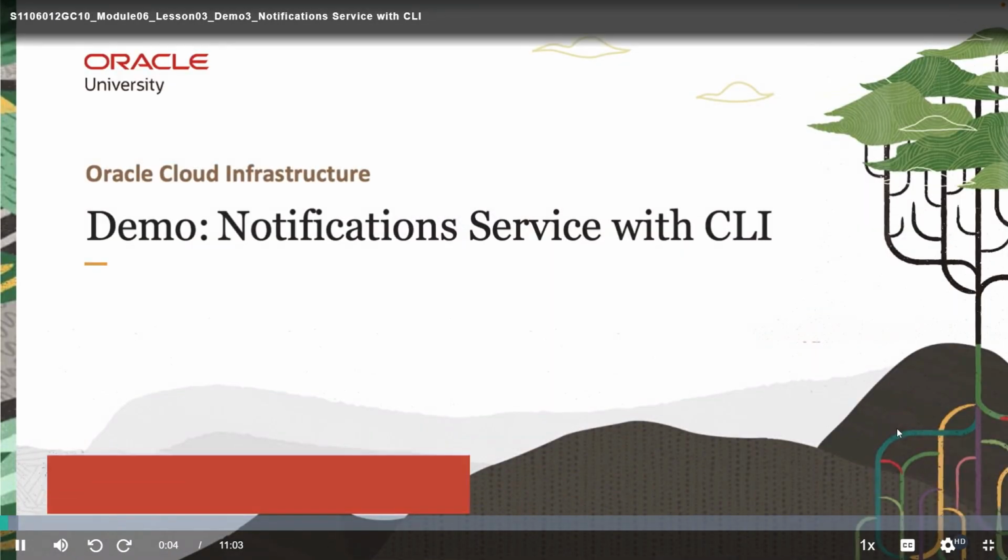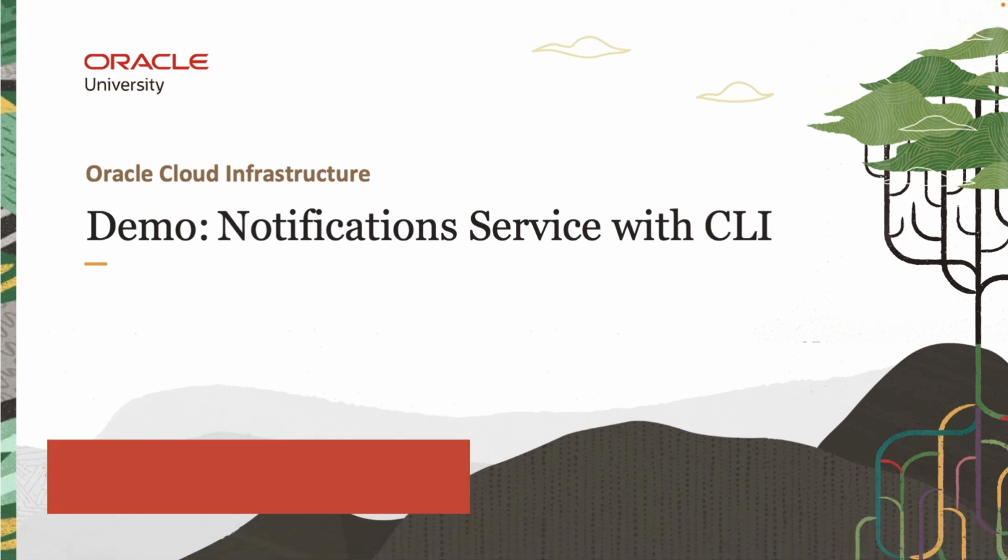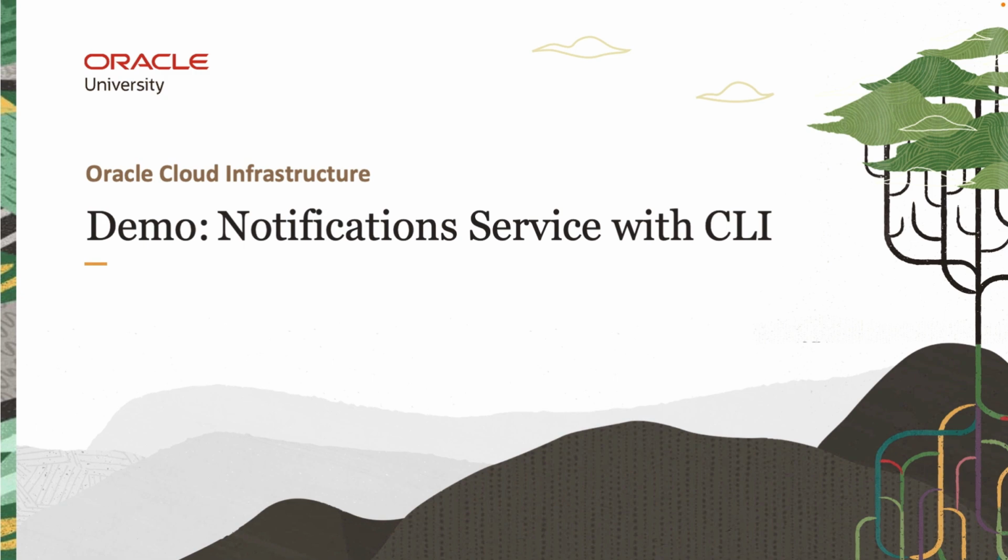Welcome back to this lesson. We will be looking at a demo on how to set up the notification service using the CLI. The notification service is used to broadcast messages to other distributed components through a publish-subscribe pattern. There are two main concepts in this service, the topics and their subscription. We will see how to configure those using the CLI, and then you can integrate with other OCI services for different notification purposes. So let's get started.